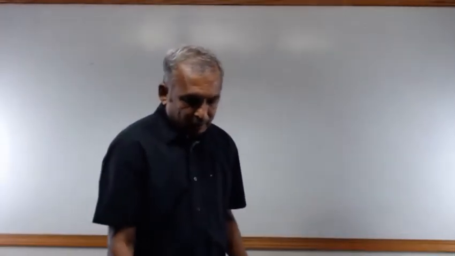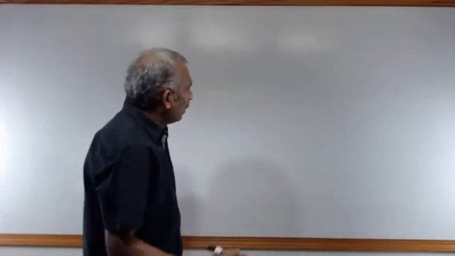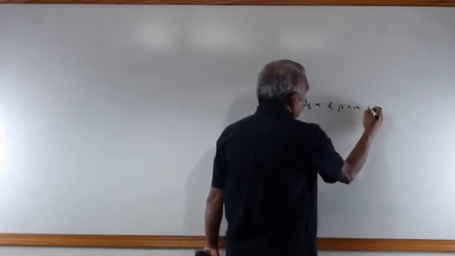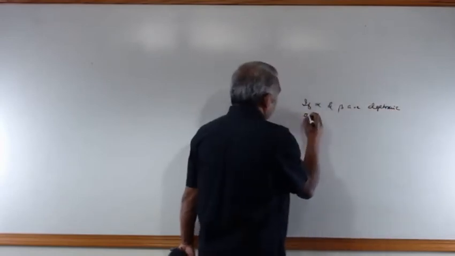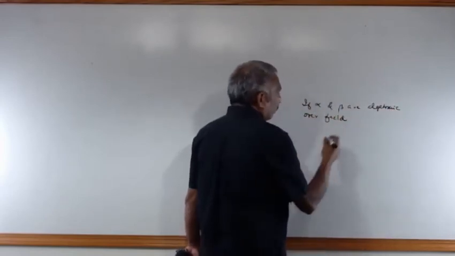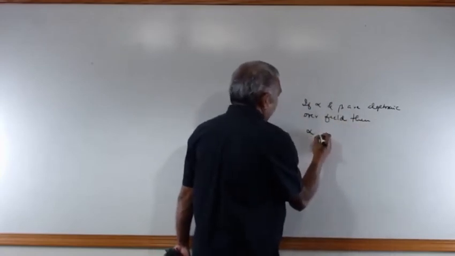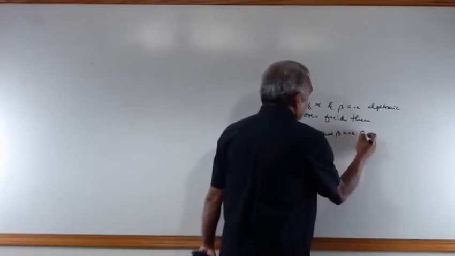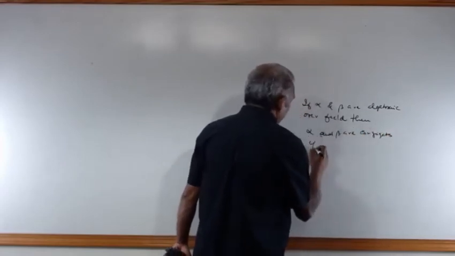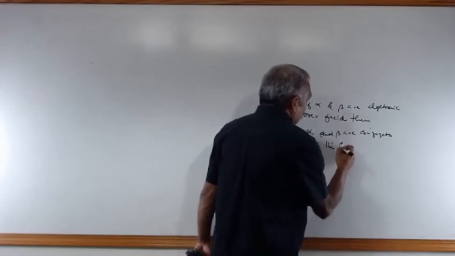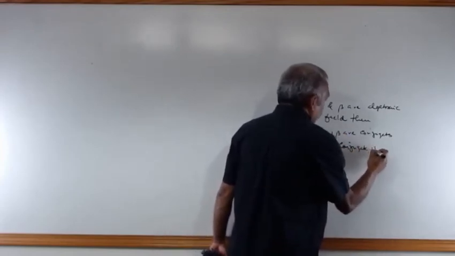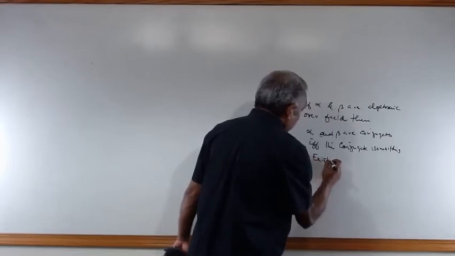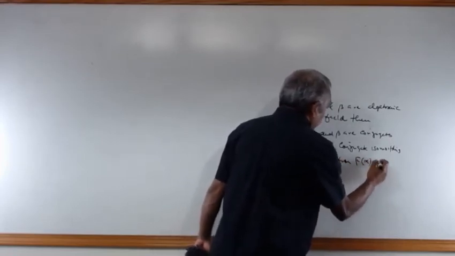So in the last session, we've been talking about conjugate isomorphisms. That is, if alpha and beta are algebraic over a field F, then alpha and beta are conjugates if and only if the conjugate isomorphism exists from F(alpha) to F(beta).